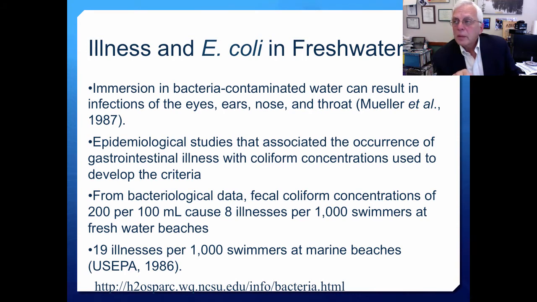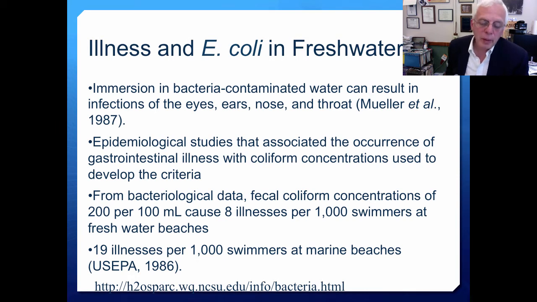Epidemiological studies have associated the occurrence of gastrointestinal illness with coliform concentrations, and these have been used to develop criteria, and that's where those criteria numbers come from. From bacteriological data, fecal coliform concentrations of this 200 per 100 milliliters cause about 8 illnesses per 1,000 swimmers at freshwater beaches. And it's interesting that 8 illnesses per 1,000 swimmers is sort of deemed to be acceptable in some way.